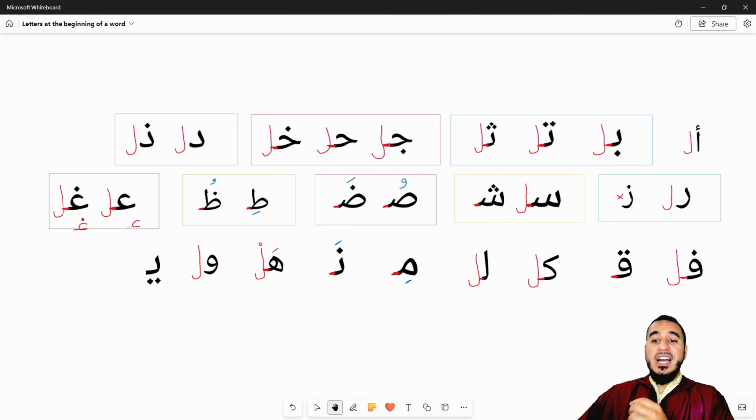So once you've really understood this class here, I want you to go back to your Anki decks and just unlock the deck that refers to the starting letters, or how the letters look at the start. There's a separate deck within that whole pack for starting letters with a dhamma, starting letters with a fatha, and starting letters with a kasra. So just unsuspend all of those three decks and work your way through all of them, inshallah.